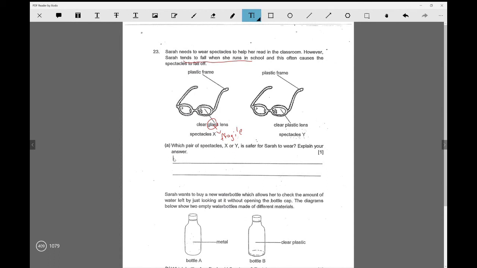So you must also mention the properties of the material. So say spectacles. Why? It is made... sorry. Plastic is stronger and will not break easily as compared to glass. Okay, so the keyword that you have to write here is you have to mention that the plastic is stronger. Okay, and spectacles why.